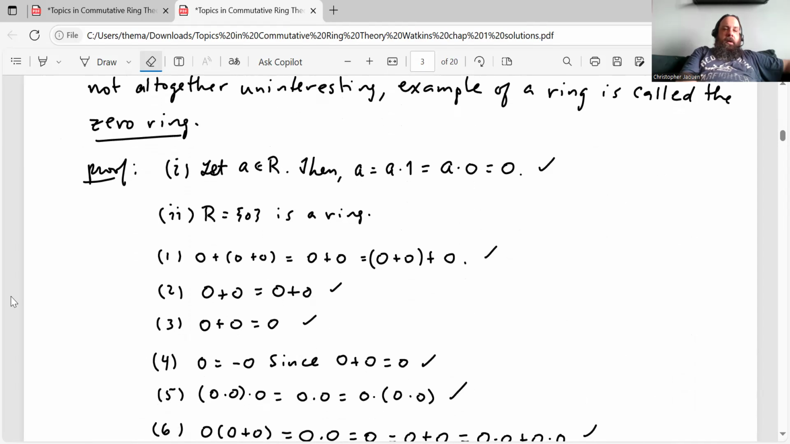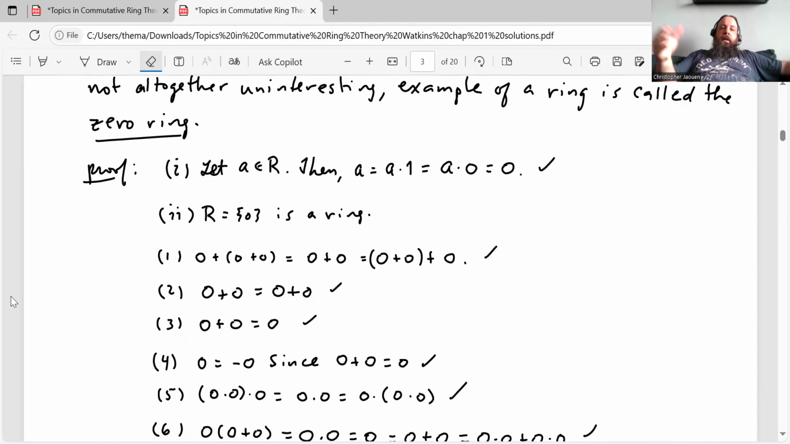All right, so here's the proof that if 0 equals 1, then all the elements are just 0. So let a be an arbitrary element of the ring R, and we're assuming the hypothesis that 0 equals 1. Then a equals a times 1 equals a times 0, because we're assuming 1 equals 0, which is equal to 0. So that shows that every element is just the additive identity 0.